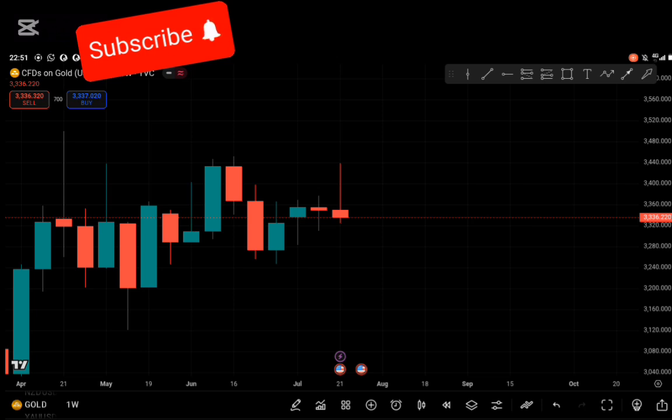Now, first of all, there are two key levels where the big banks always react from. First, we have the Judas swing. It can be a Judas swing high or a Judas swing low, and we have fair value gaps.